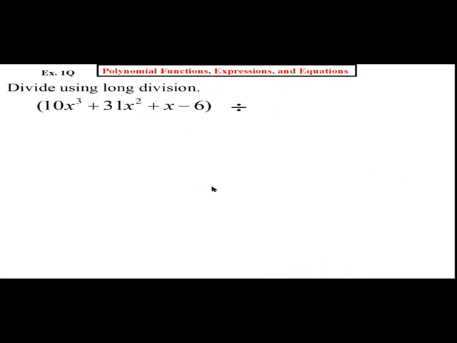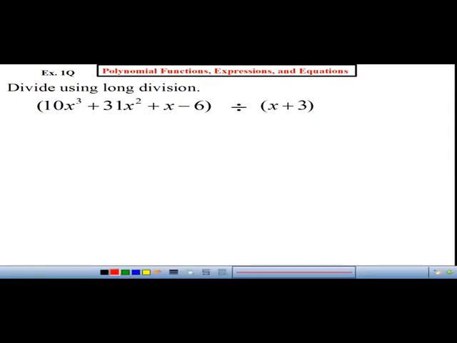Example 1Q. Copy this. Once again, it says divide using long division. We have 10x cubed plus 31x squared plus x minus 6 divided by x plus 3. I'll give you a head start. Copy that and go, and then we'll go over it together. Ready, go. First things first, we check to see if what? If it's in standard form.